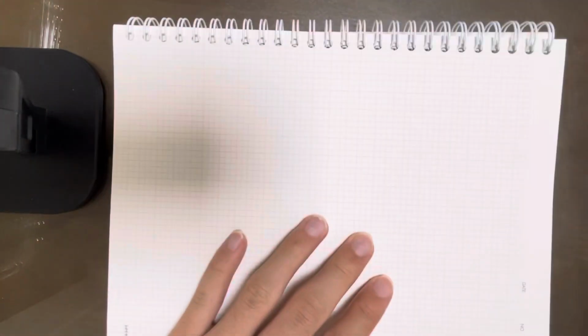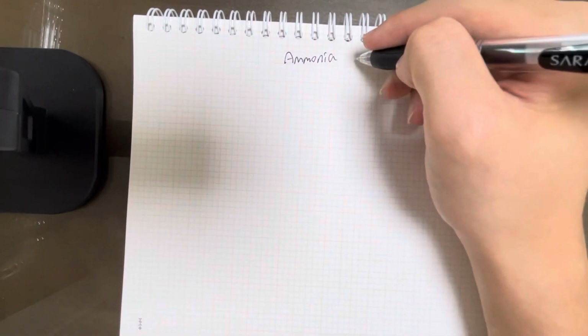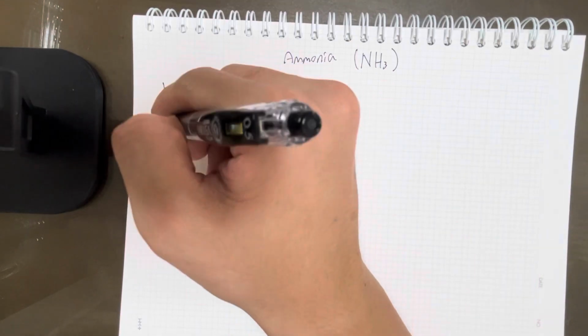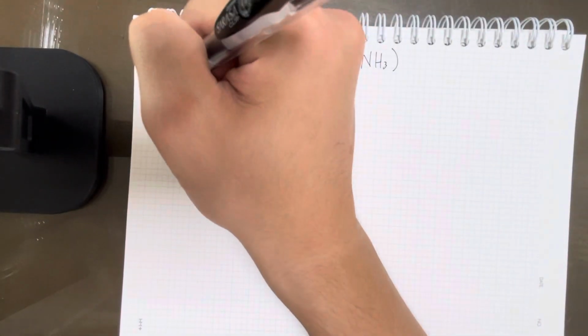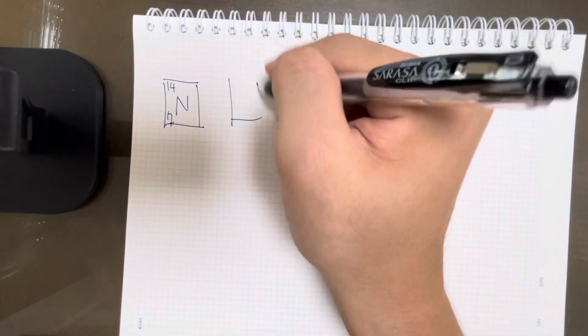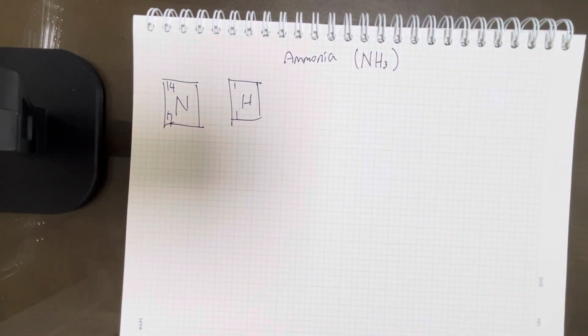Okay, so let's take a look at ammonia. So in your GCSE exams, it might ask you to show the covalent bond of ammonia. The chemical formula of ammonia is NH3. So we have one nitrogen atom and 3 hydrogen atoms. If you take a look at the periodic table, which you are provided in your GCSE exams, you'll find nitrogen has 14 as a mass number and 7 as atomic number. And hydrogen has 1 and 1 for each mass number and atomic number respectively.